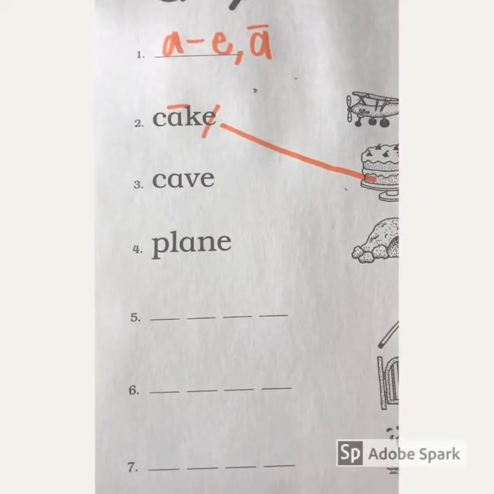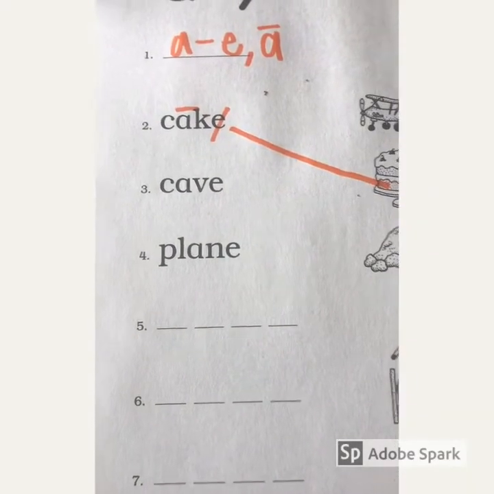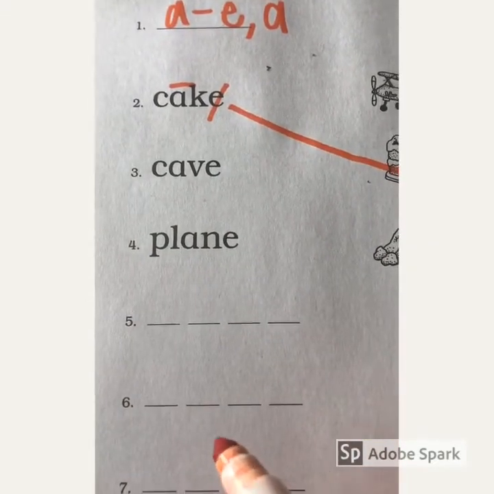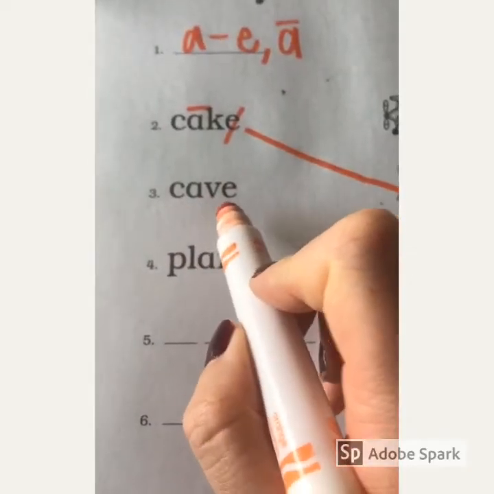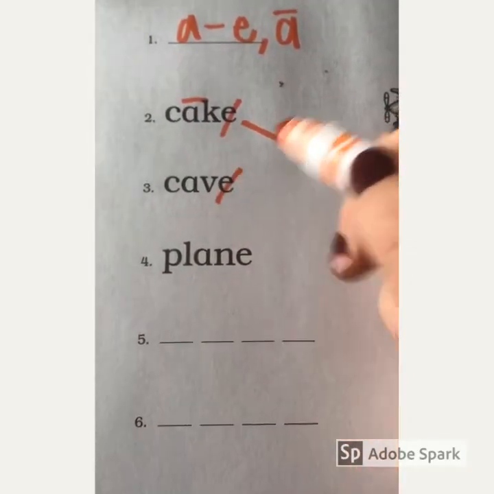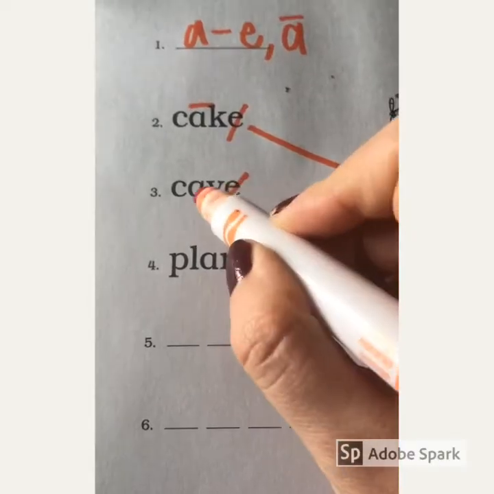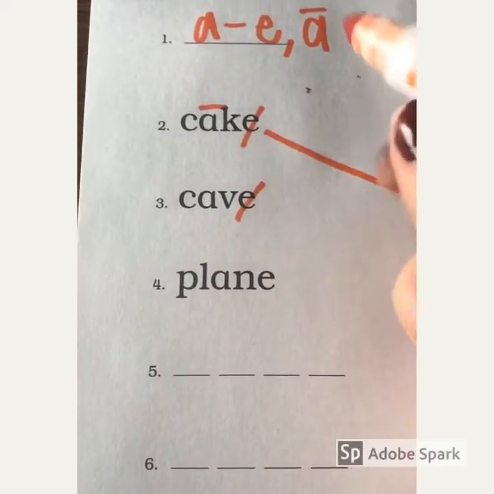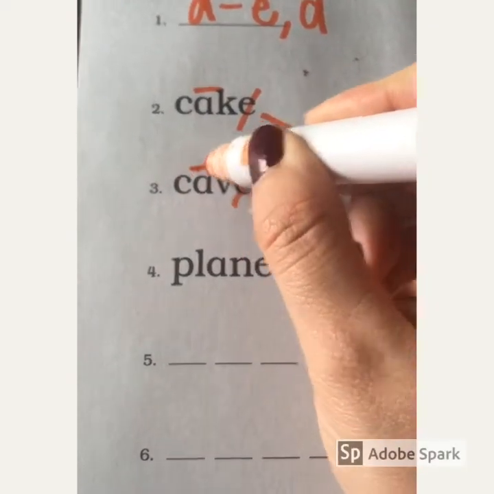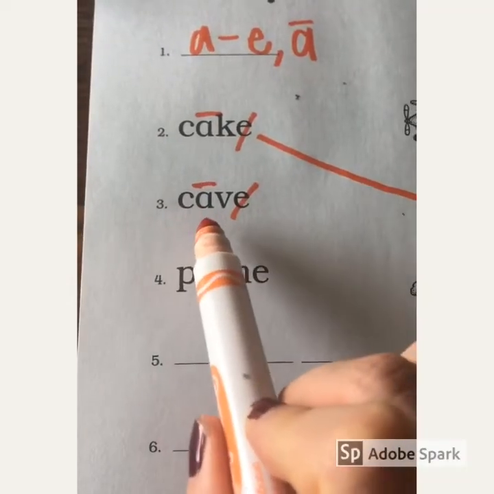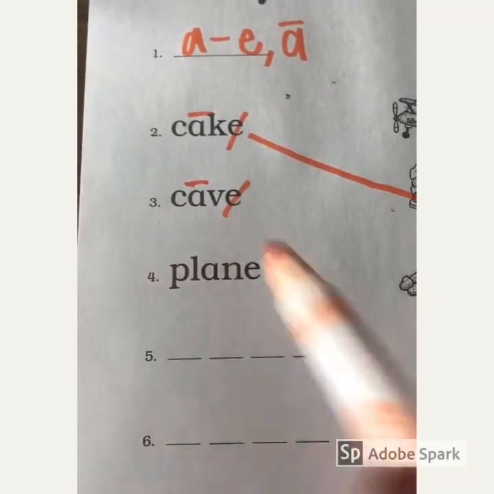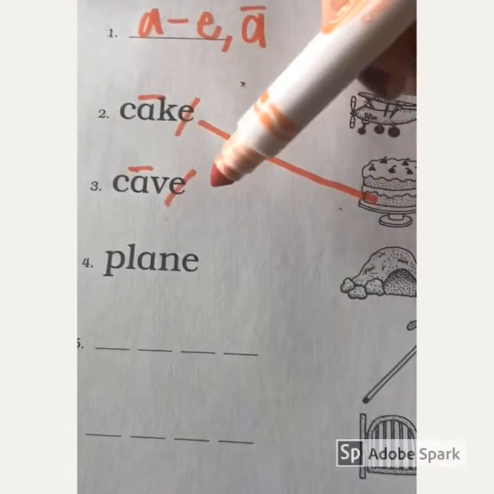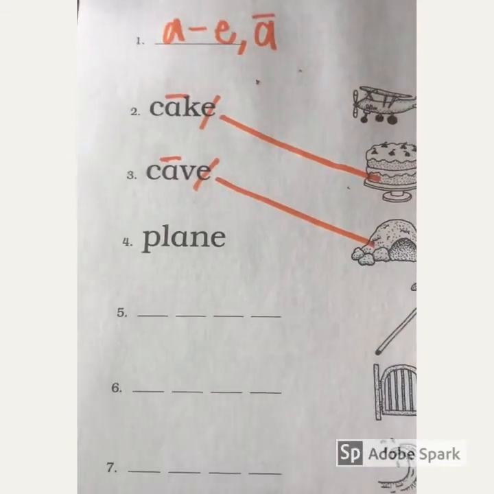All right, number 3. Do you see any vowels in this word? Yep, A and E. Do you see a sneaky E in this word? A consonant E, that means this E is sneaky. And if that E is sneaky, it's going to scare the A, make it sound long. So how should we code it? That's right, with the macron, long vowel symbol. Cave. Cave. Find the picture of a cave and draw a line to it. Perfect.